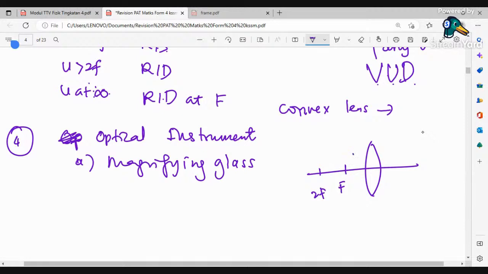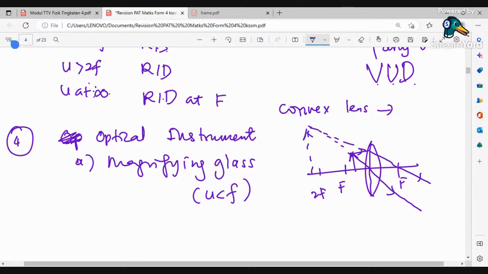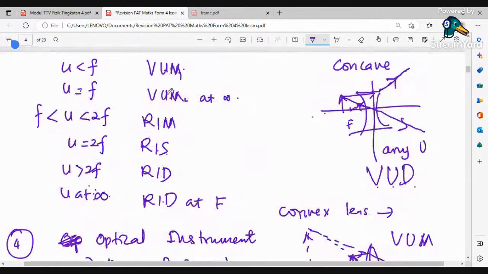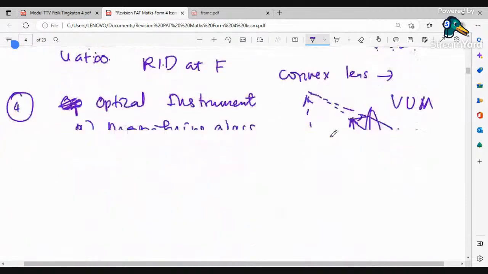Untuk magnifying glass, u less than f, because you must put the lenses close to the object. Okay, so ini parallel to principal axis, pass through f. Okay, pass through center straight line. So you can see dia diverge out, so it will never meet here. You extend to the back. So image form here. So image ialah virtual, upright, magnified. Sama macam yang you belajar dari atas. Nampak sini. Okay, so ini magnifying glass.